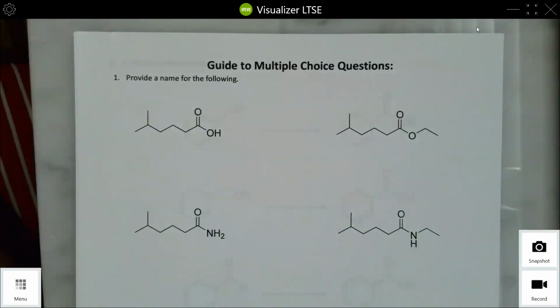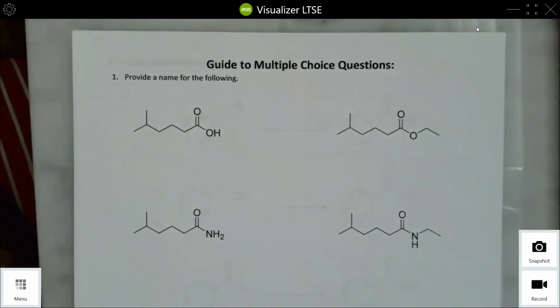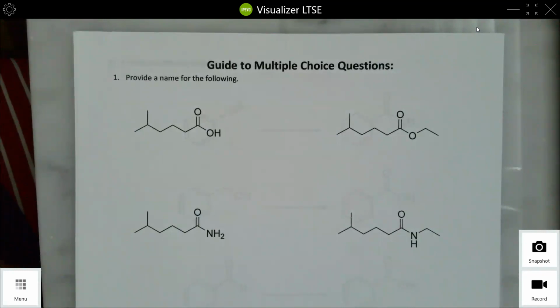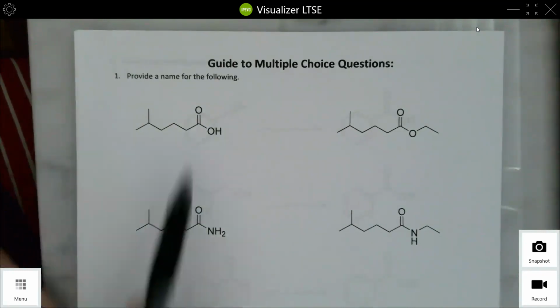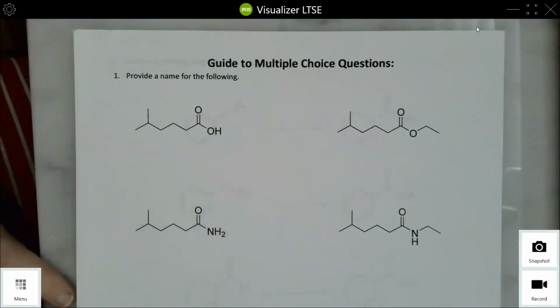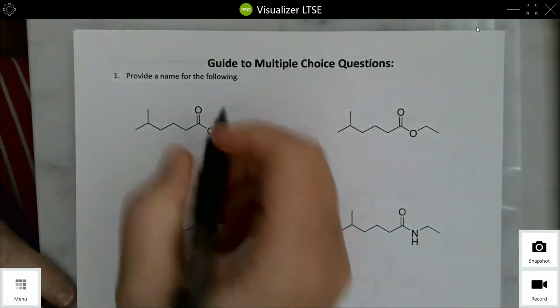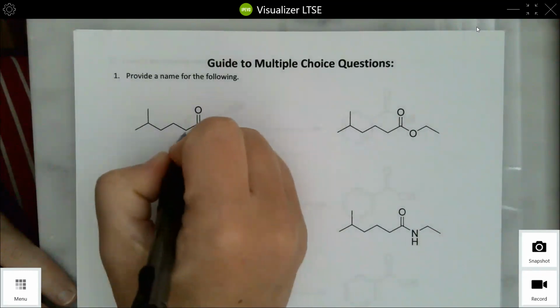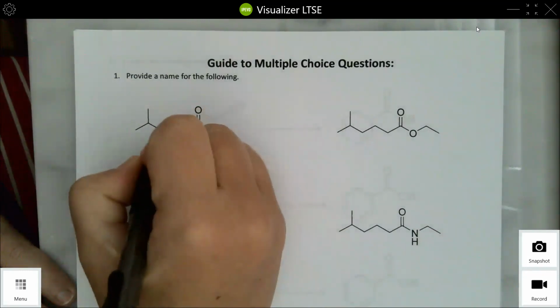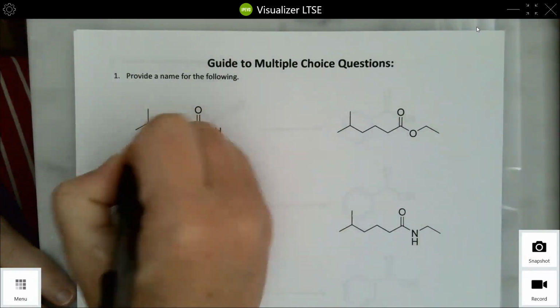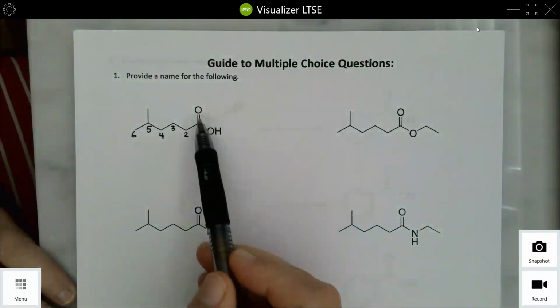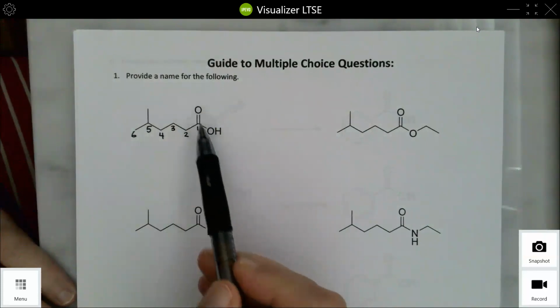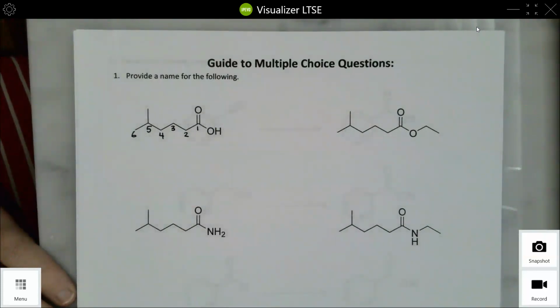So the first question is a nomenclature question. It asks us to provide a name for the following compounds. So we'll start with the carboxylic acid. We want to assign a locant so we can determine the name of the parent. And so we're going to start with the carbon that's part of the carboxylic acid. That's going to be carbon number 1.